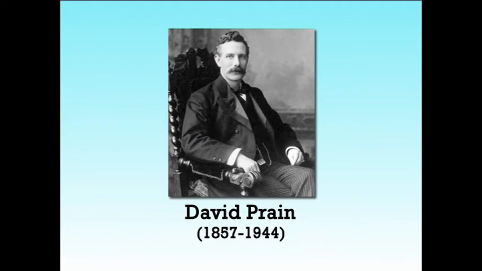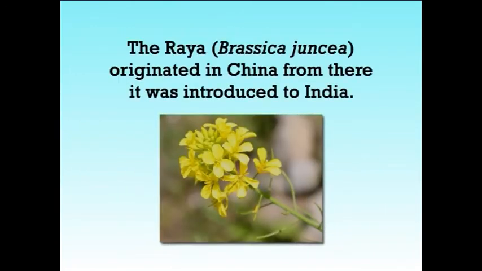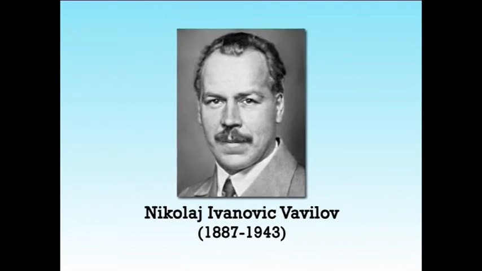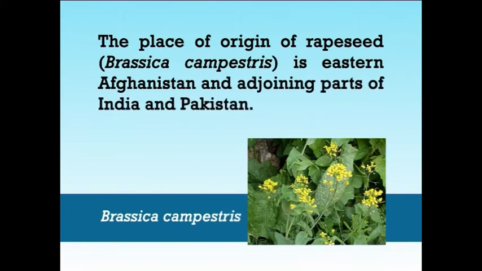According to Prain, 1898, and Bailey, 1922, the raya, that is Brassica juncea, originated in China. From there, it was introduced to India. From India, it spread to Afghanistan via Punjab. According to Vavilov, 1926, the place of origin of rapeseed, that is Brassica campestris, is eastern Afghanistan and adjoining parts of India and Pakistan.